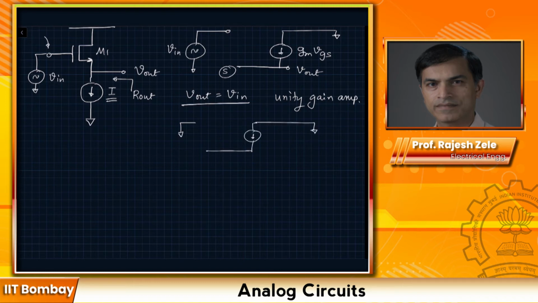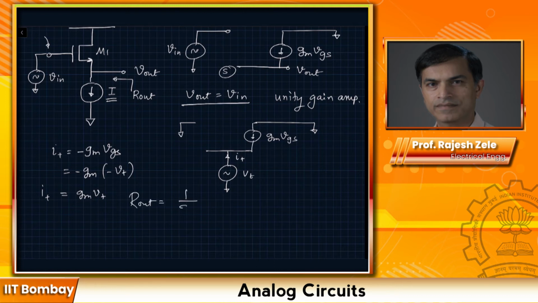This is grounded and this is GM VGS. To calculate R out, we apply V test and measure I test. Here you can see that I test is nothing but minus GM VGS, which is minus GM times minus VT, which equals GM VT. So R out is equal to 1 over GM of the transistor. Very similar to the result we have seen before.